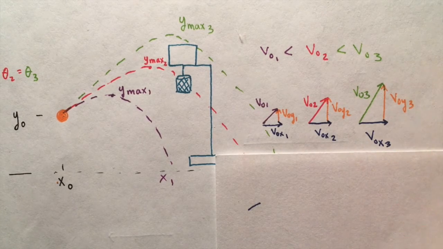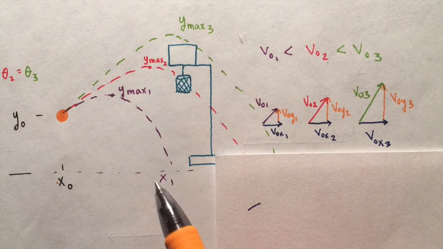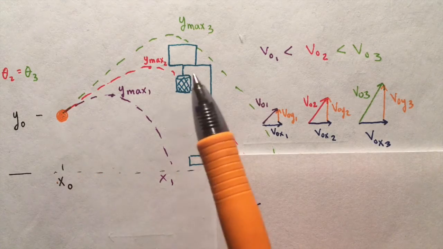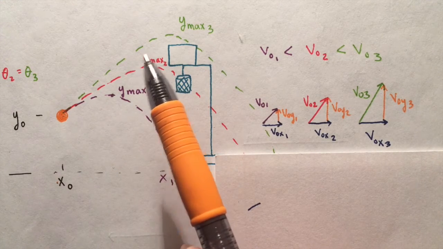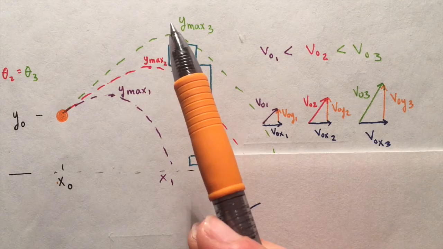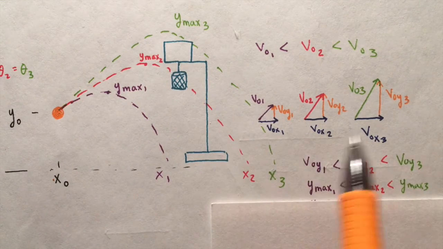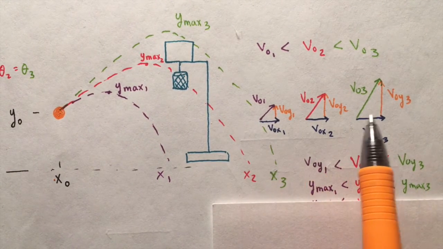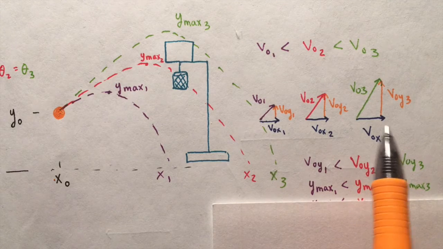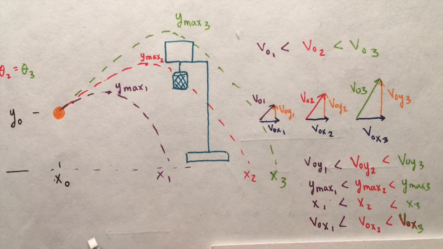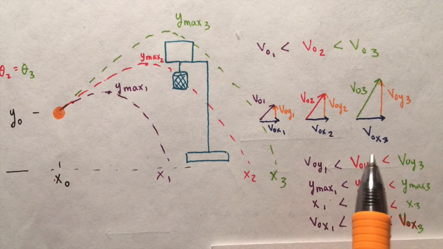We don't care about the horizontal component because the horizontal speed has nothing to do with the vertical displacement of the ball. Remember, we don't mix horizontal and vertical stuff together. We talk about them separately. The same goes horizontally. As the speed got bigger, the horizontal component of the speed also got bigger, which means that the ball is going to go farther horizontally. It's going to cover a bigger horizontal distance if it has a bigger x component of the speed.